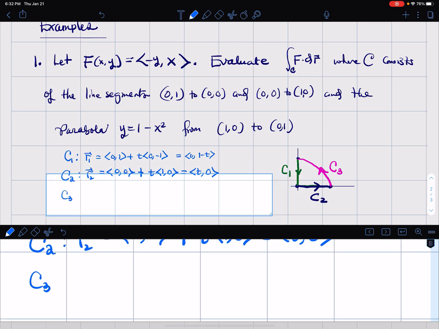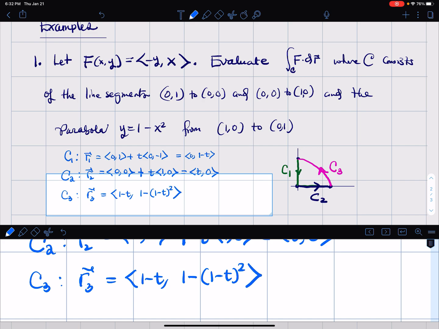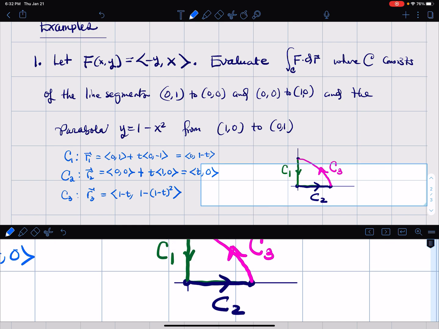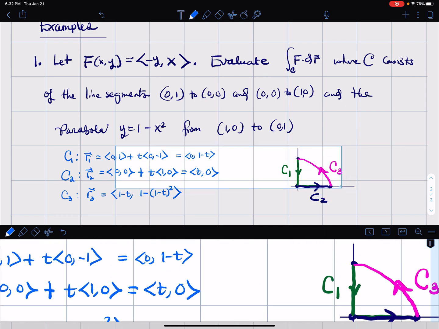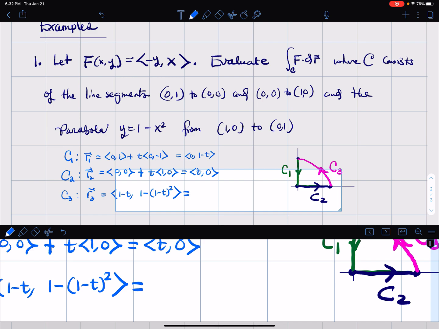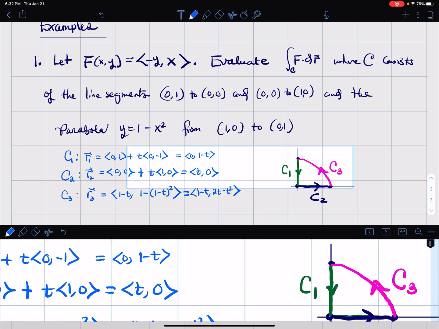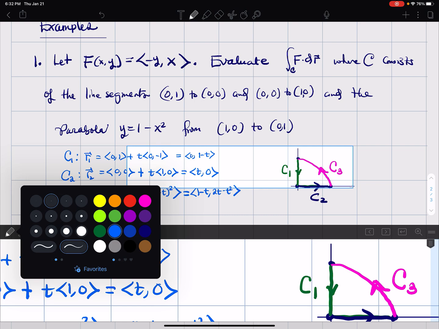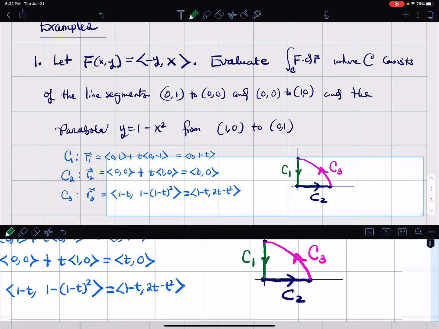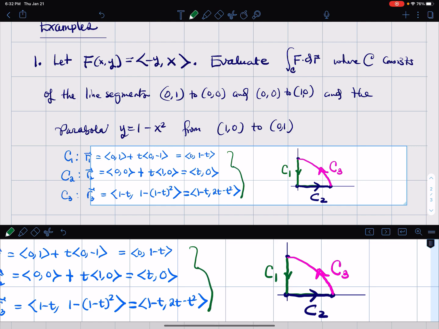And then we have C3, which is R3. It's (1 - t, 1 - t squared). Okay, I'm going to explain, so let me finish, then I'll explain. This is (1 - t, 2t - t squared). Okay, why? Because I want my parameterization for all of them to be from t between 0 and 1.